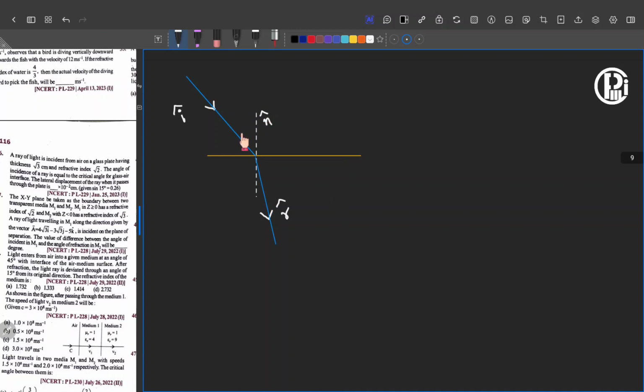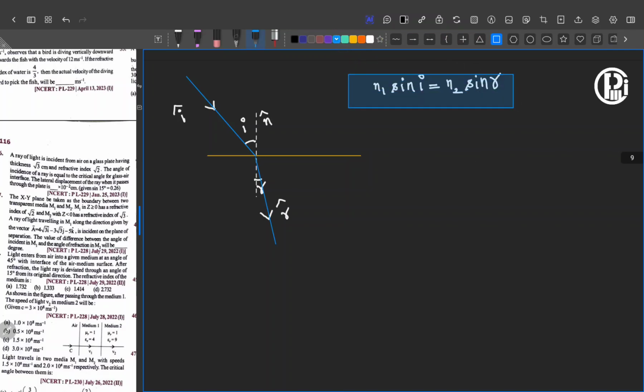And you know this angle is called the angle of incidence, and this angle is called the angle of refraction. So this is called i, and this is called r. Now we know Snell's formula. What is Snell's formula? You could say n1 sin i is equal to n2 sin r. n1 sin i is equal to n2 sin r, right? So that is important always.